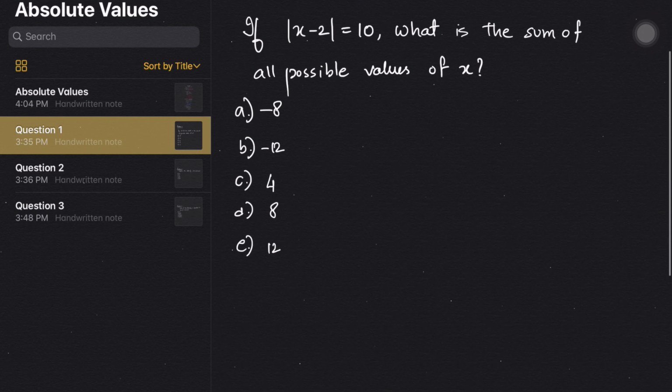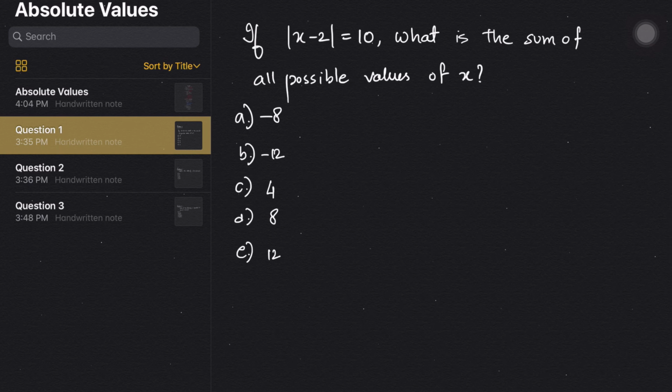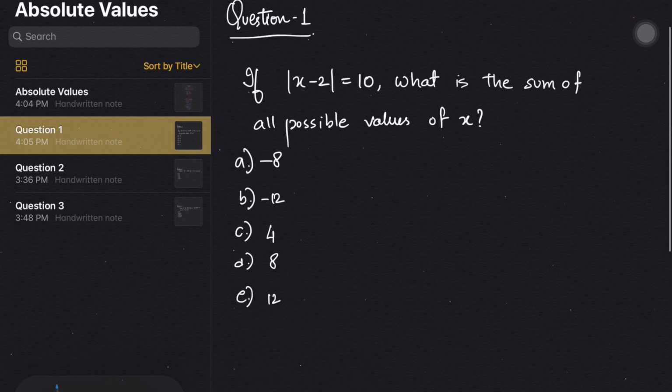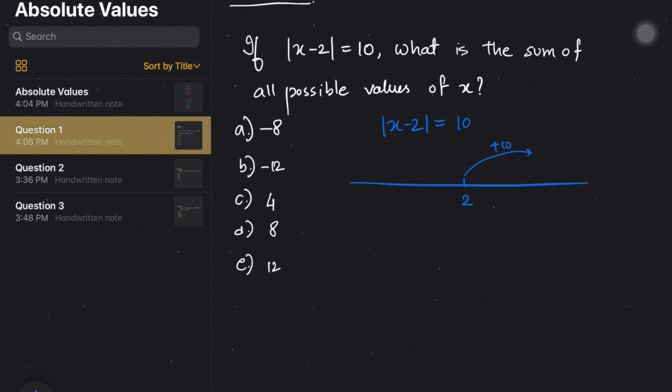So what you have to do here is the same thing. We are given that the absolute value of x minus 2, I'll change the color for this one so that we can clearly see the solution different from the question. So the absolute value of x minus 2 is equal to 10. So let's do the same thing. We have 2 in the middle. You go 10 there, you get a 12. You go 10 there and you get a minus 8.